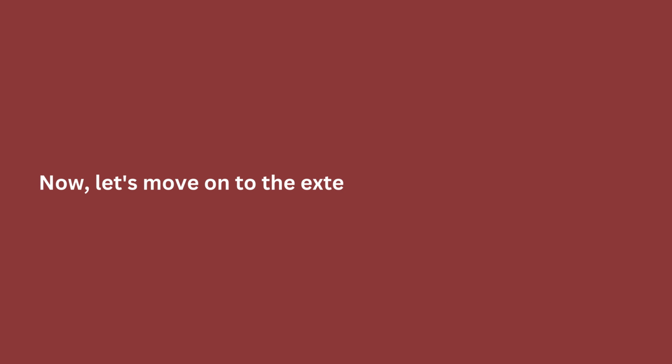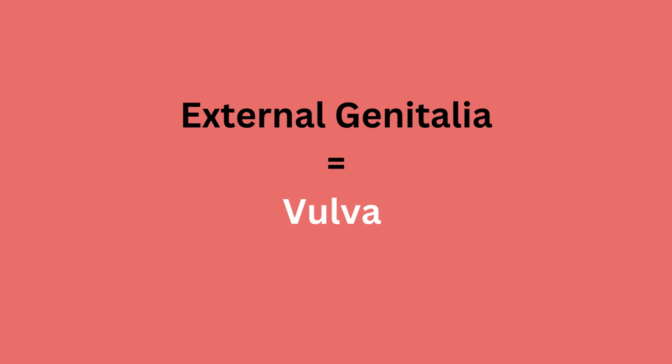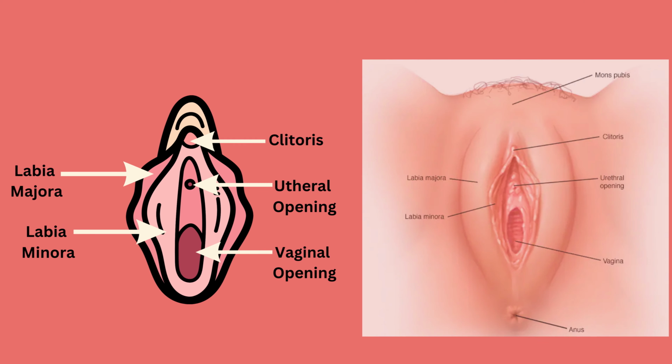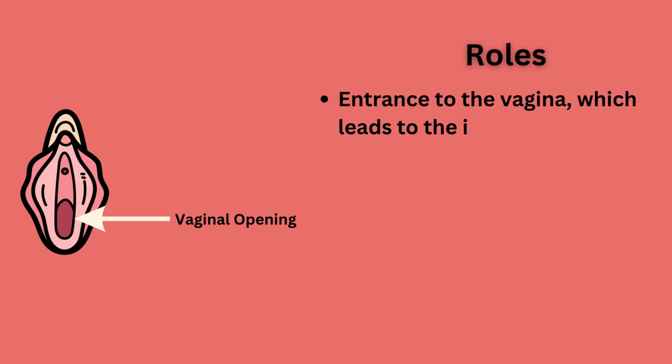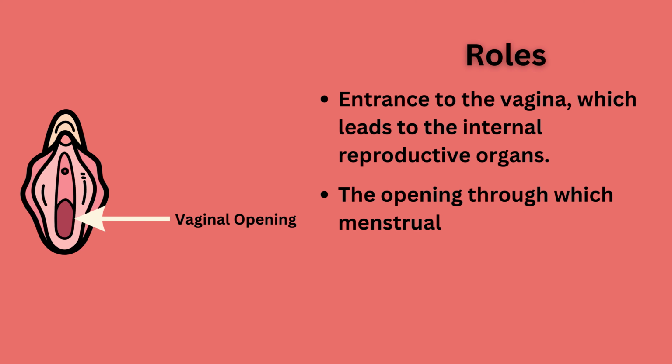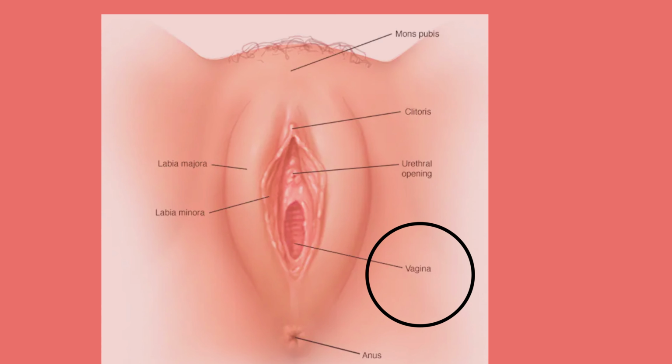Now, let's move on to the external structures of the female reproductive system, also known as the external genitalia or vulva. Here are the main components. On the left is an animated version of the vulva, while the right is a more realistic version. The vaginal opening is the entrance to the vagina, which leads to the internal reproductive organs. This is the opening through which menstrual blood flows during menstruation. It also serves as the channel for sexual intercourse.